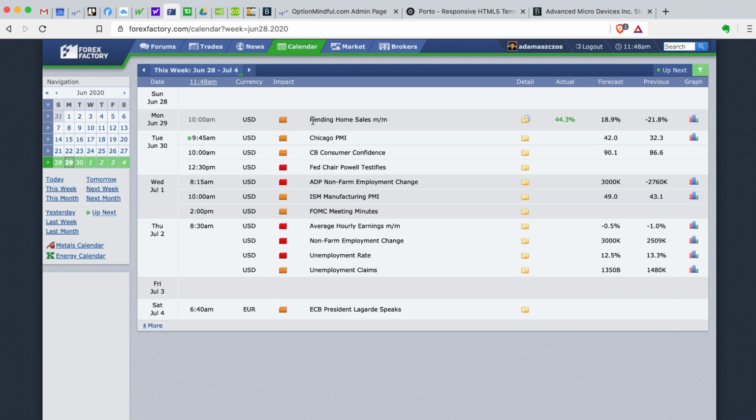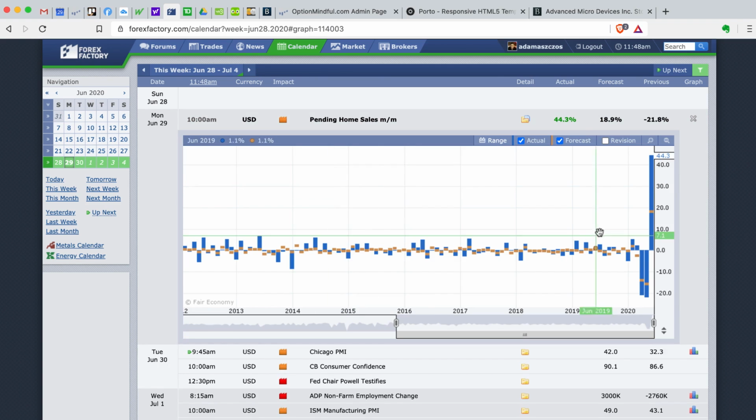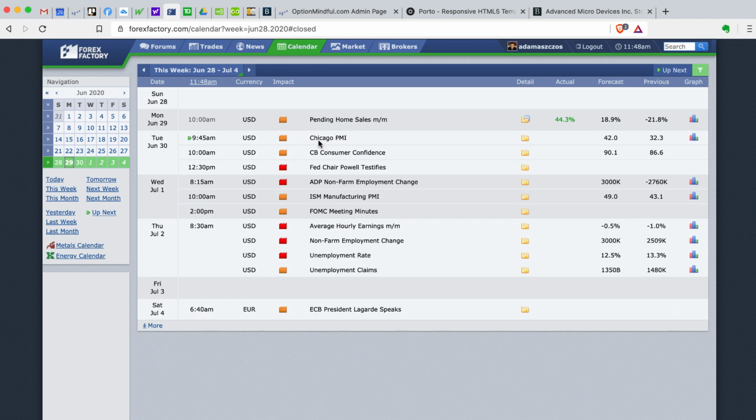And now you can see there is some event on pending home sales. There was an actual number posted much higher than the forecast, so this is driving the market a little bit up. You can see the details. Then we will have some Chicago PMI. I'm not interested in this, but there is something very interesting here: 12:30 p.m. today, so almost very soon.